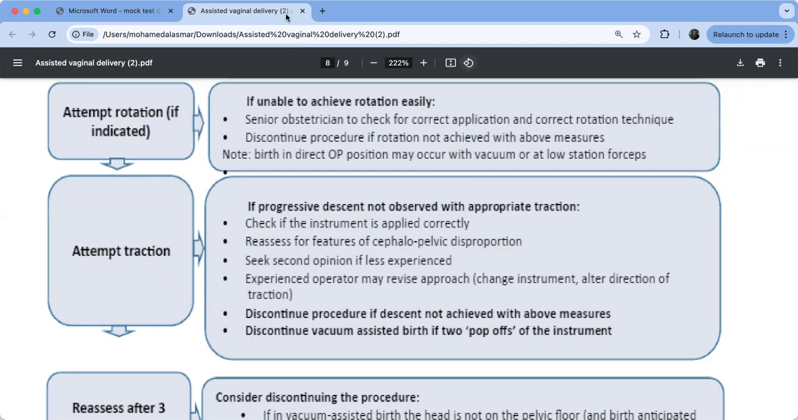Birth in direct occipito-posterior position may occur with vacuum or low station forceps. So, dear friends, this is "may". What is this? May. Okay? So, this notice is written only in theater. Whenever you need rotation, do it in theater. If no rotation, you can do it in the room. If you have low station, may, okay?